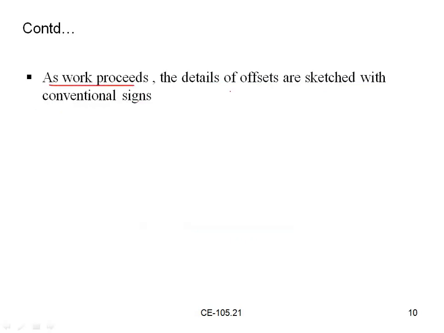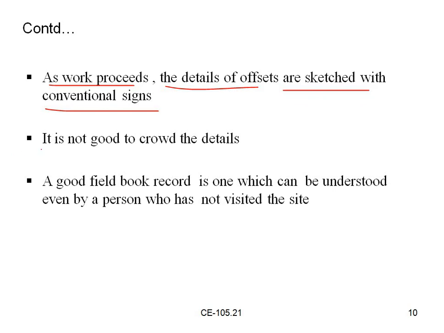As work proceeds, the details of offsets are sketched with conventional signs. It is not good to crowd the details. Whatever details we have taken, they should not be written crowded, that means not squeezed into the field book. The clear details should be entered with sufficient space.